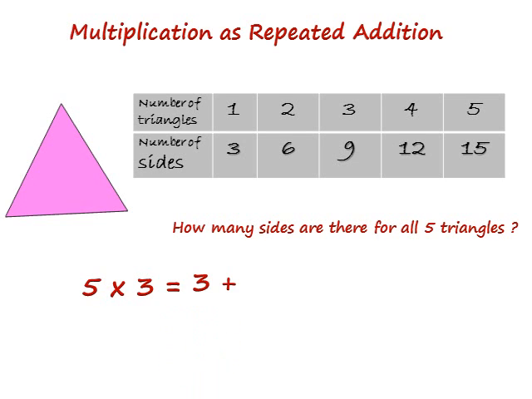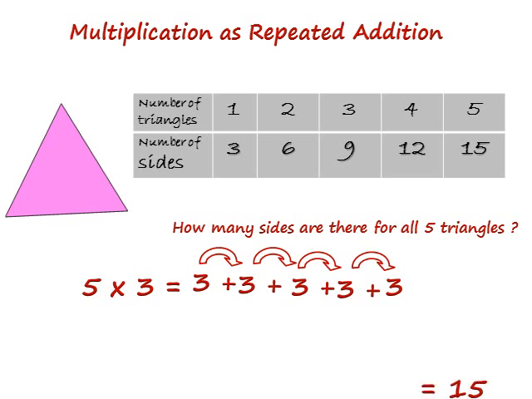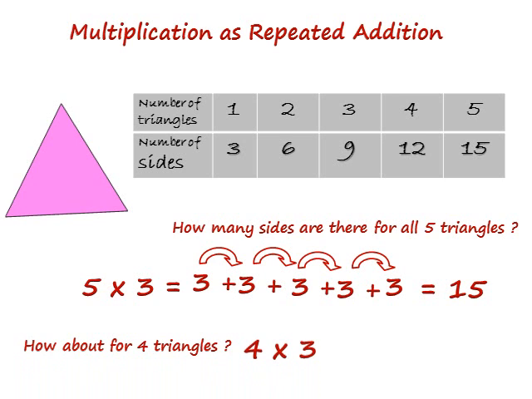So that's just like 3 sides for the first triangle, plus 3 sides for the second triangle, plus 3 sides for the third triangle, plus 3 sides for the fourth triangle, and plus 3 sides for the fifth triangle. If you total them all up, that will be 15. And if you check your multiplication, 5 times 3 is also equal to 15. How about if you have 4 triangles? Well, if you have 4 triangles, that will just be 4 times 3, or equal to 12. Okay, so let's work on some examples in your book, textbook, and workbook, and have fun.